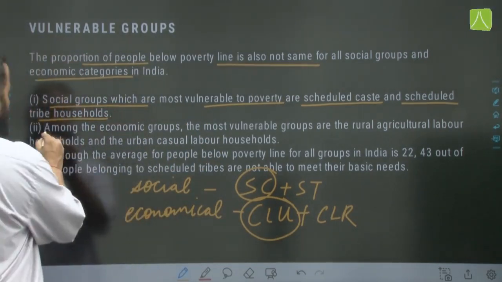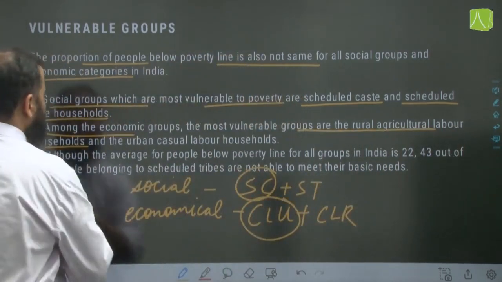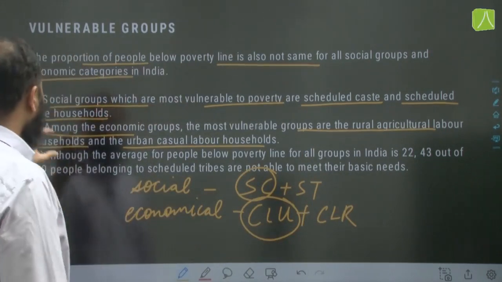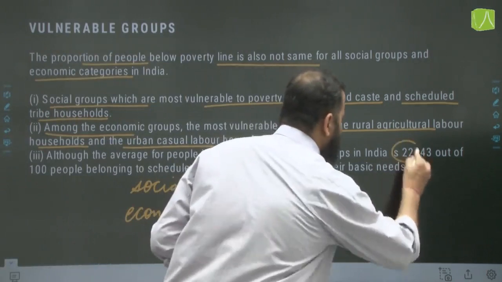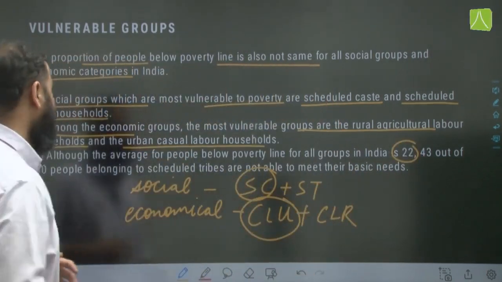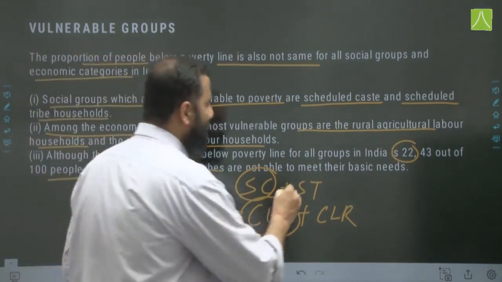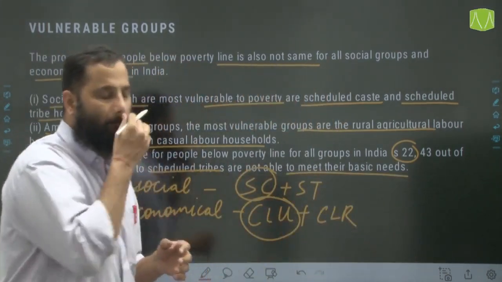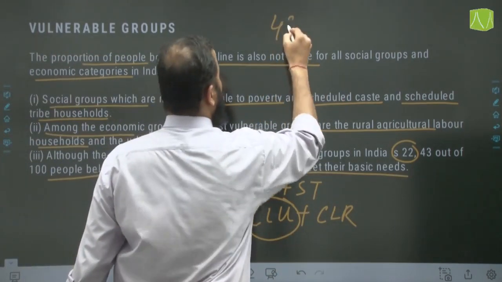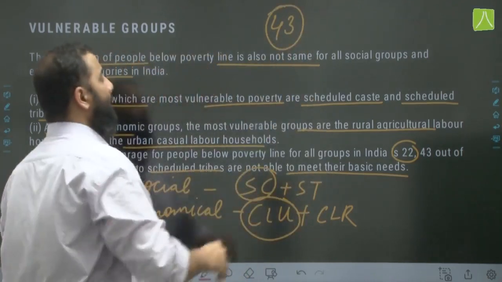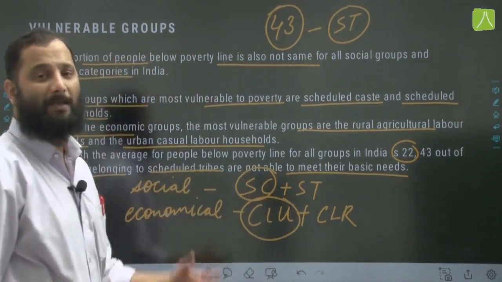So among the economic groups, the most vulnerable are the rural agriculture labor households and the urban casual labor households. Now, although the average of people below poverty line in all groups in India is 22, still 43 out of 100 people belonging to the scheduled tribes are not able to meet their basic needs. So this is again still an area of concern. That is almost 43 people out of 100 in the group of STs, that is scheduled tribes, are still not able to meet their basic needs.